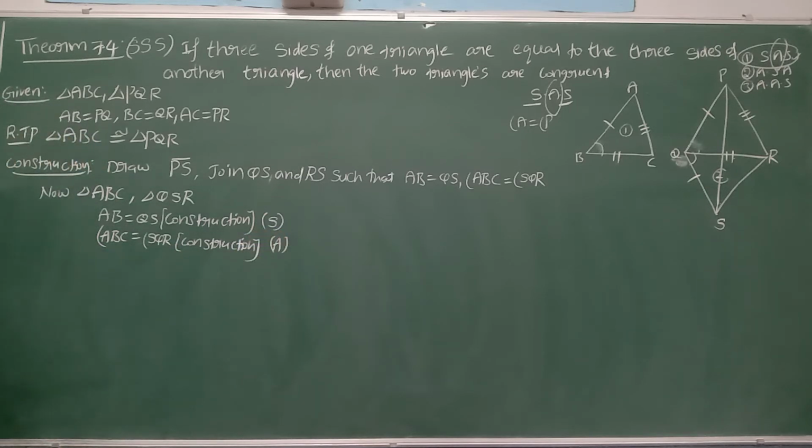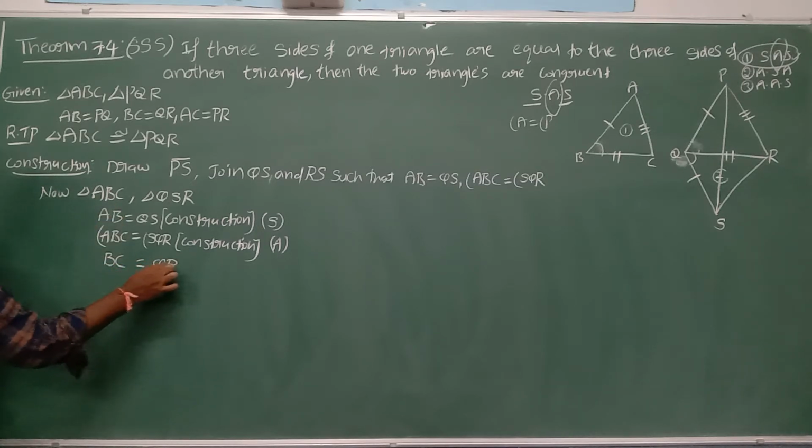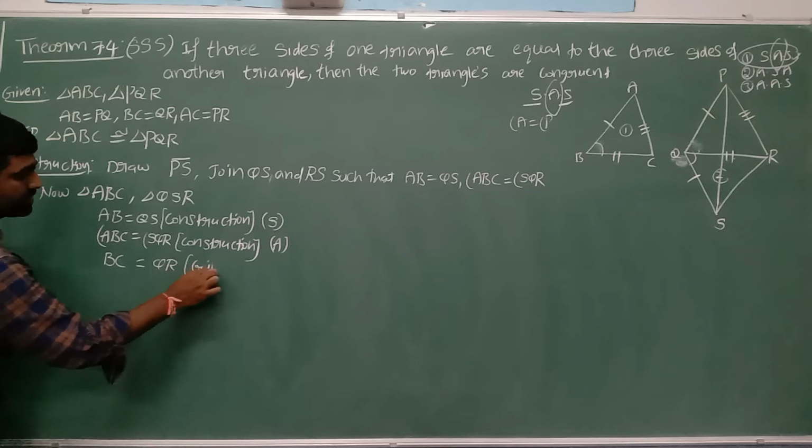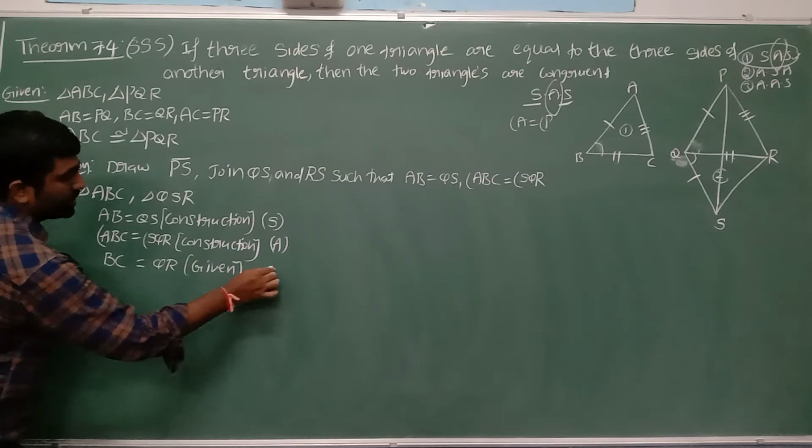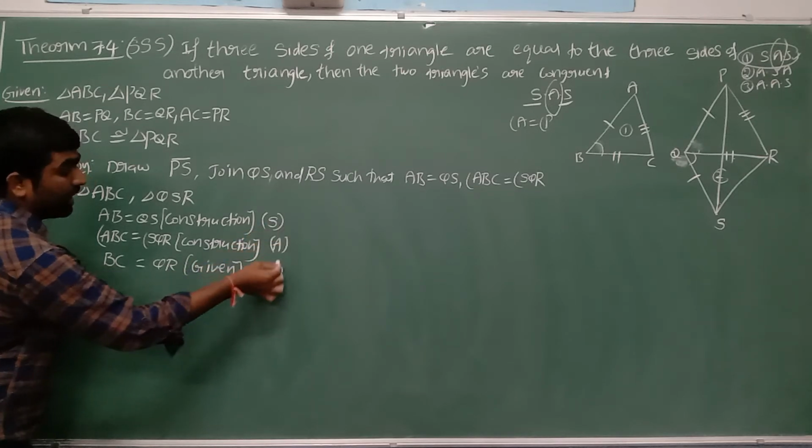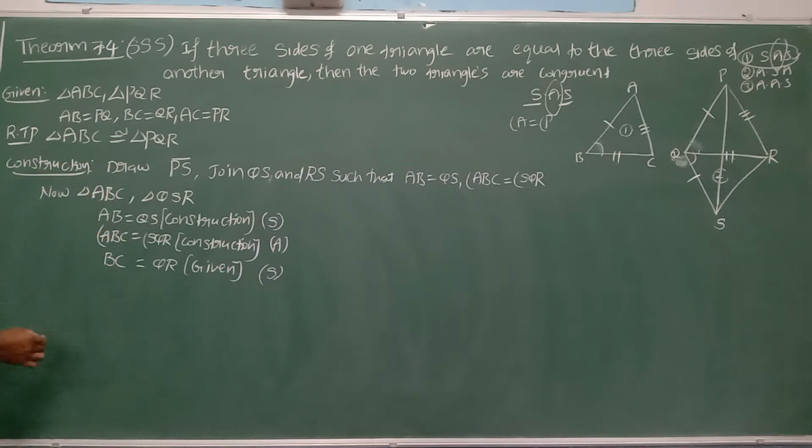Next, any equal parts? BC equal to QR. Yes, I can see more. BC is equal to QR. This one they gave in the question. Yes, they gave it. It is one more side. Yes, by side angle side, what can we say? The first triangle and the second triangle are both congruent by side angle side.